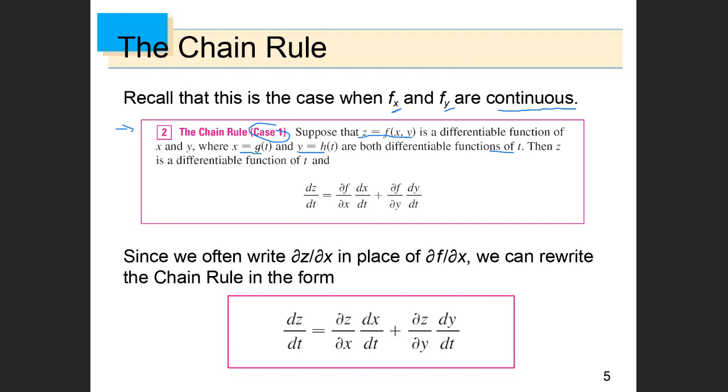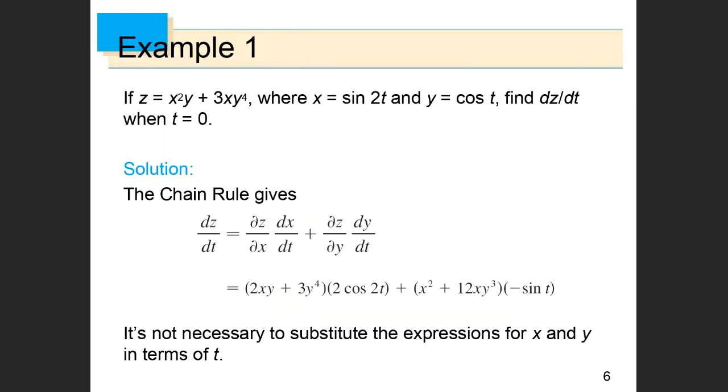Then we say that z is a differentiable function of t, and we can write it this way: dz over dt is in fact differential f over differential x times dx over dt plus differential f over differential y times dy over dt. Okay, so you end up with dz over dt as that. And since we often write dz over dx in place of df over dx, we can rewrite the chain rule in this form: dz over dt is differential z over differential x times dx over dt plus differential z over differential y times dy over dt. Okay, so this is the first chain rule, and we will see in practice what happens.